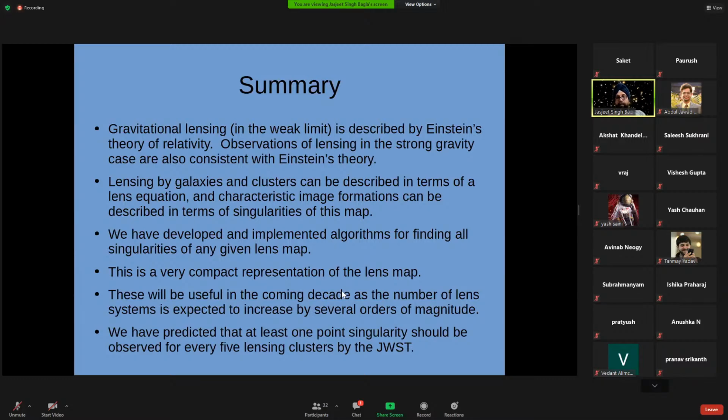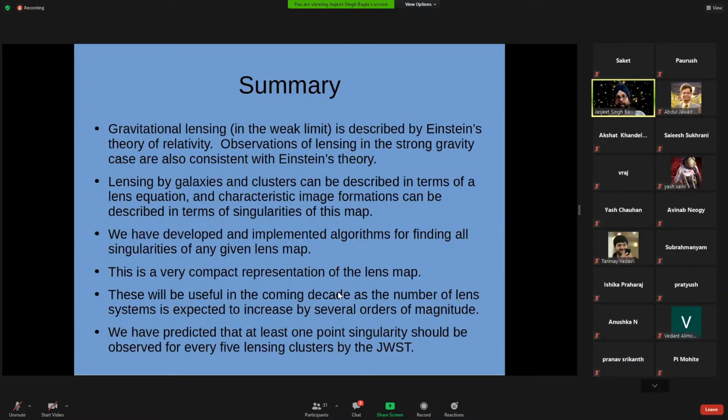The main quantitative prediction which we have made is that, unlike the earlier prediction that we'll see only one oblique in the sky, and that has been seen, we feel that at least one point singularity of either umbilic or swallowtail should be seen for every 5 lensing clusters when the deep observations are made by the James Webb Space Telescope. I'll stop here.